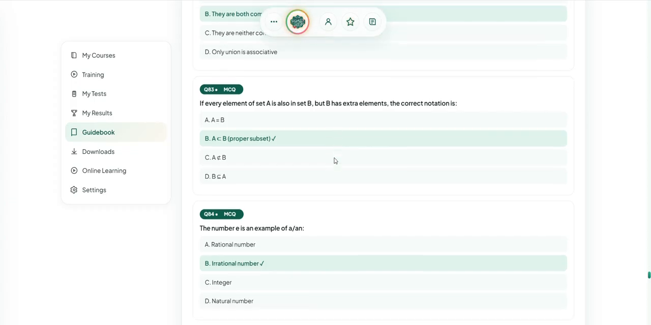If every element of set A is also in set B, but B has extra elements, the correct notation is A is a proper subset of B.